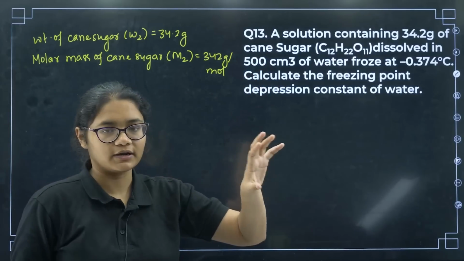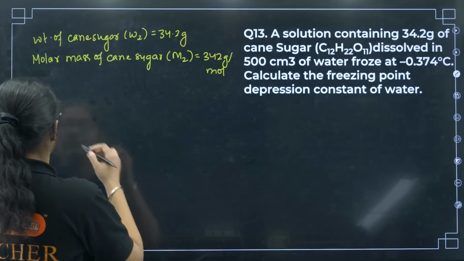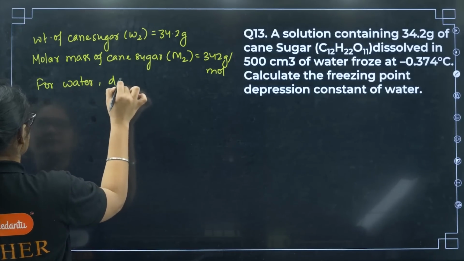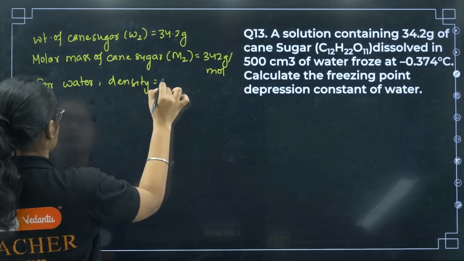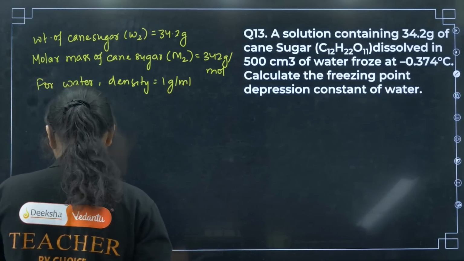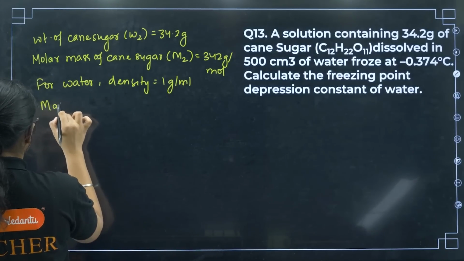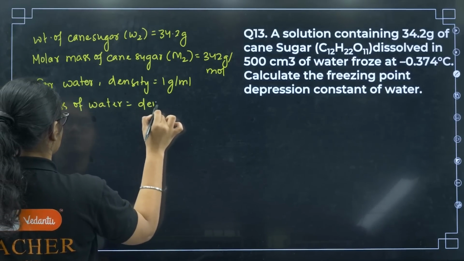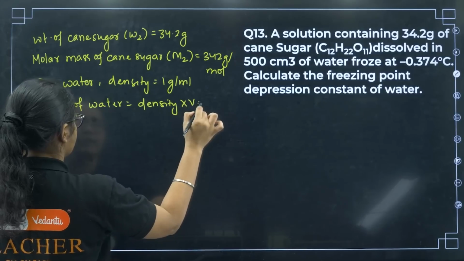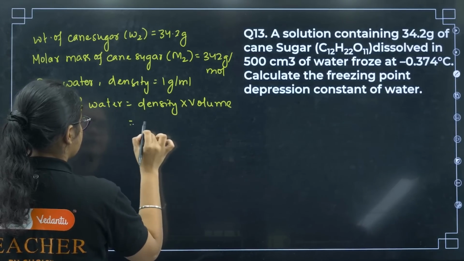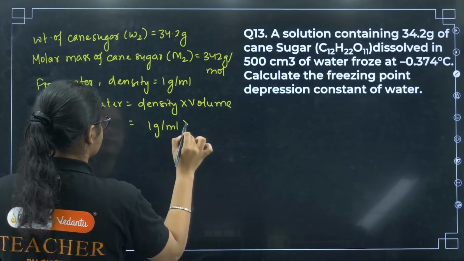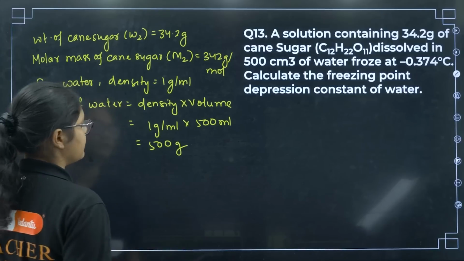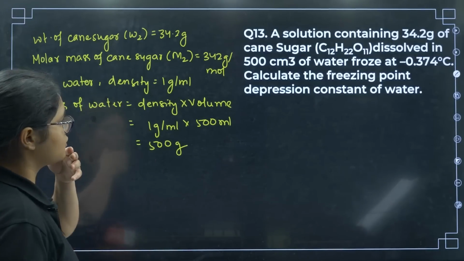So you know, for water the density is 1 gram per ml. So I can write for water density is equal to 1 gram per ml, right? So mass of water is equal to density into volume, and density is 1 gram per ml and this is 500 ml. So I'll get 500 grams. Okay, so I got the mass of water here.